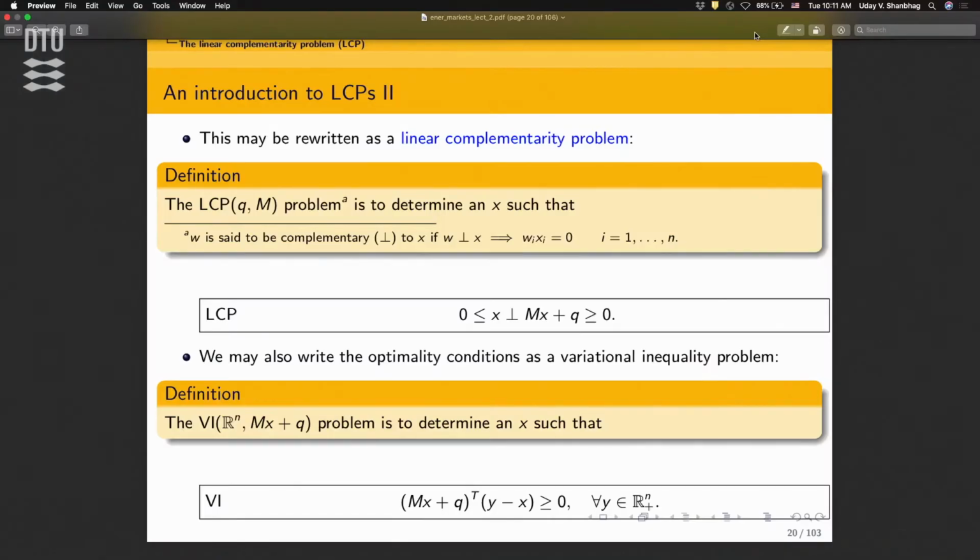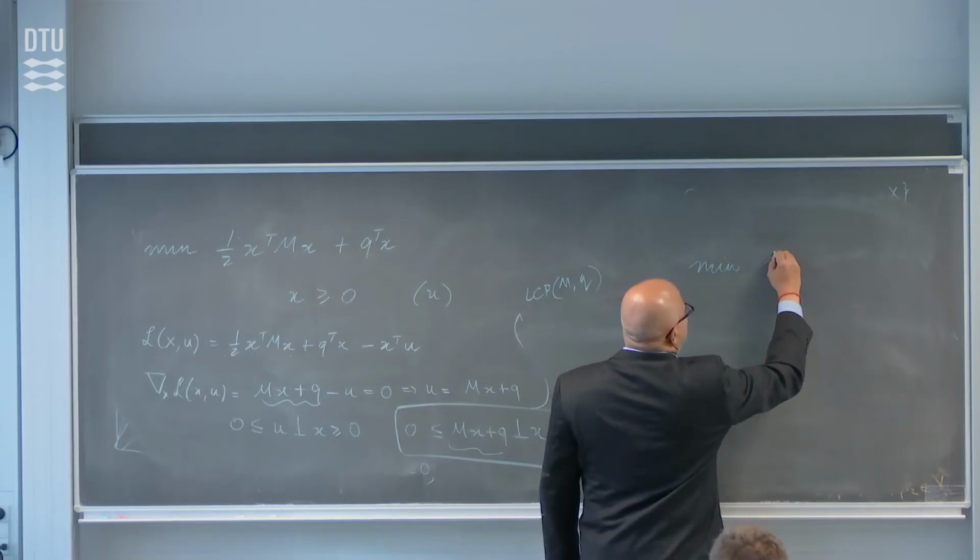Now you can also write the same problem as a VI, right? This is something I want you to get used to. You need to be able to traverse between these two objects without too much difficulty, and that's why I will keep going through this in class and making sure that you can write these. So if I gave you an optimization problem like this, what is the VI representation of the necessary and sufficient conditions?